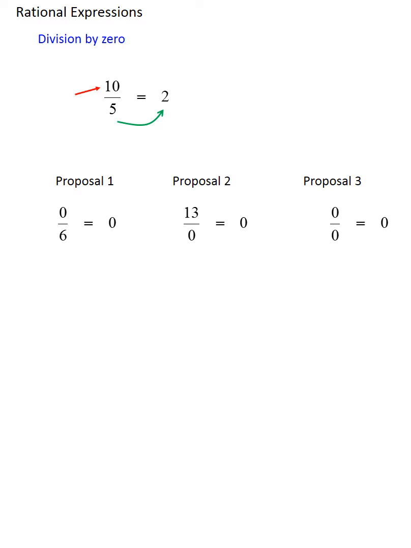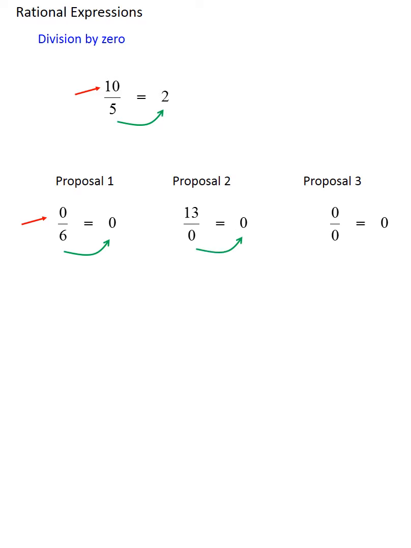Now on first glance, one would think that any division problem involving 0 has an answer of 0. That turns out not to be true. Let's go through the reasoning. Let's look at proposal 1. Does it conform with our notion of what division should be as the opposite of multiplication? Well, if it does, then 6 times 0 should give this result, which it does. So far, so good.